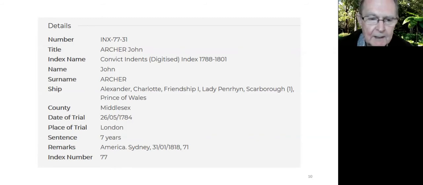The other interesting thing is that he was originally destined to go to America, but as we know, America closed as a dumping ground for English convicts, and they got sent to Sydney instead.